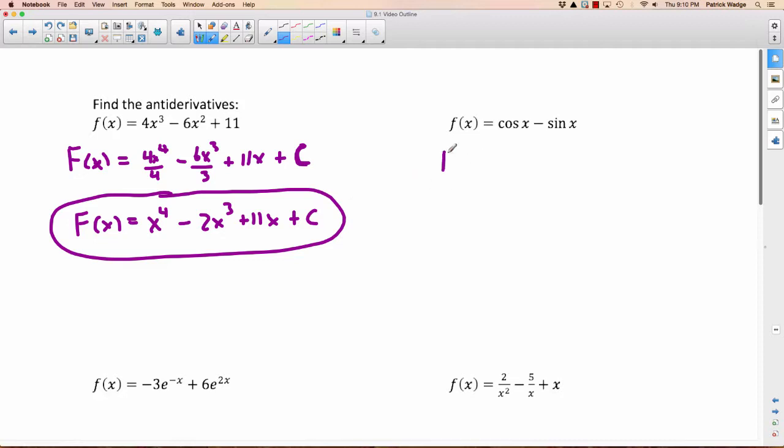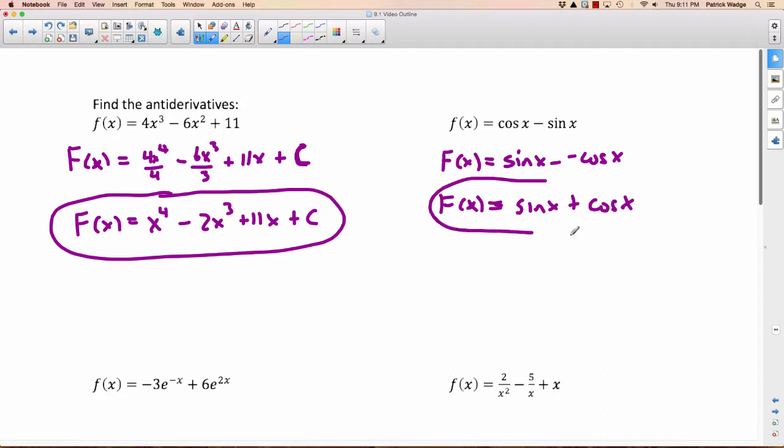Okay, next one. We just practically did this on the other side, so this is very repetitive. The antiderivative of cosine is, you can check the table that we just did if you want, sine. So sine x. Now, what's the antiderivative of sine x? Negative cosine x. So our final answer is going to be f of x equals sine x plus, take away negatives, plus cosine x.